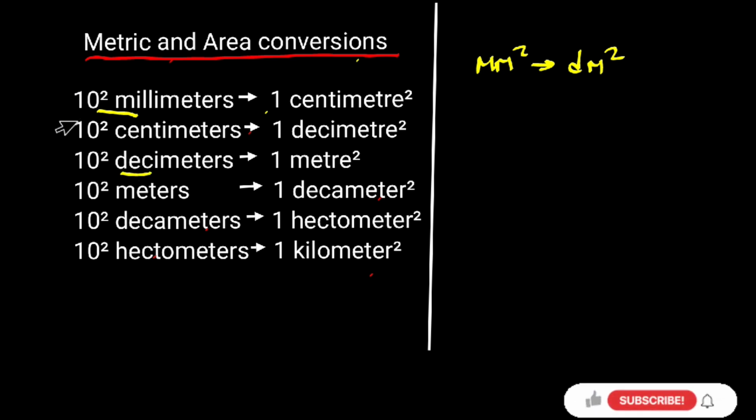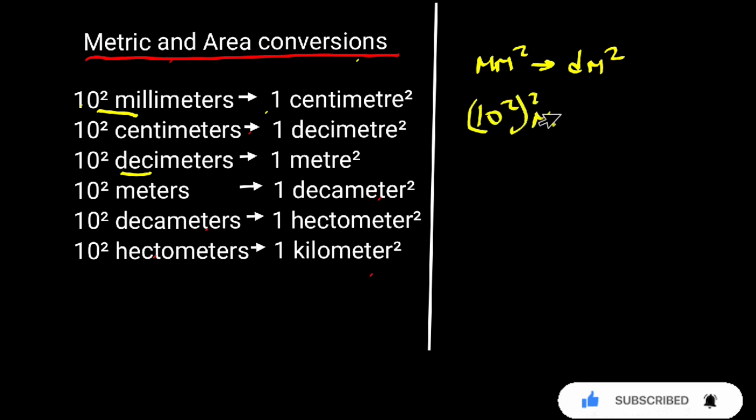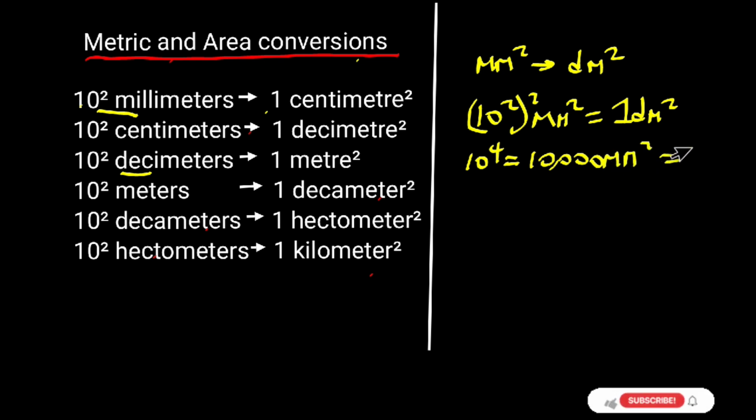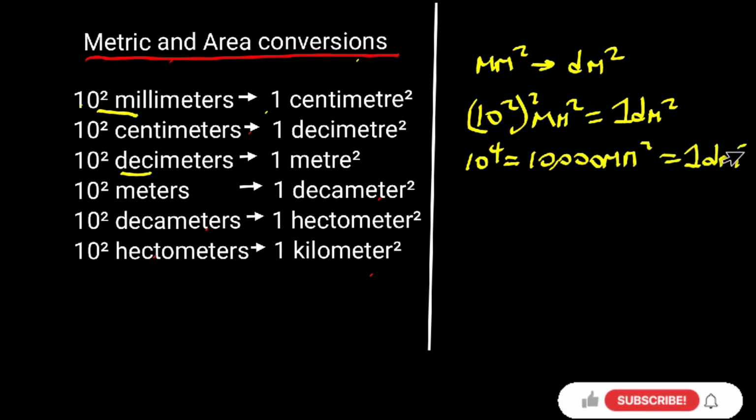Starting from these 10 square millimeters, we count 1, 2. All right, so this is now going to be equal to 10 squared, raised to the power 2, square millimeters is equal to 1 square decimeter. So 10 squared raised to the power 2 is going to be 10 raised to the power 4, which is equal to 10,000 square millimeters equals 1 square decimeter.